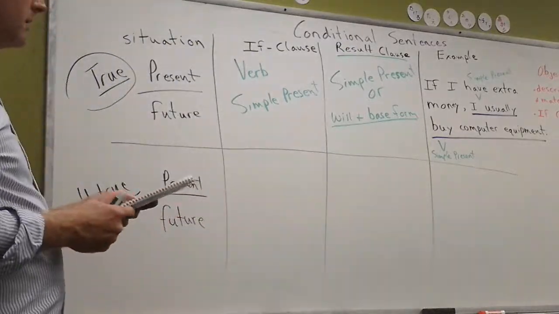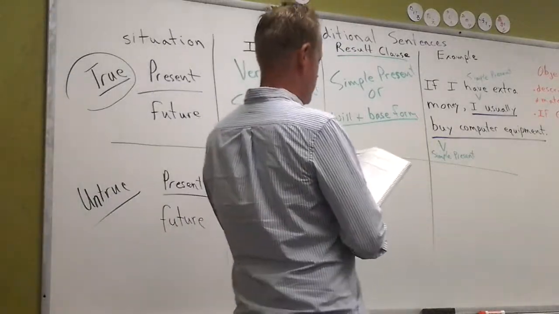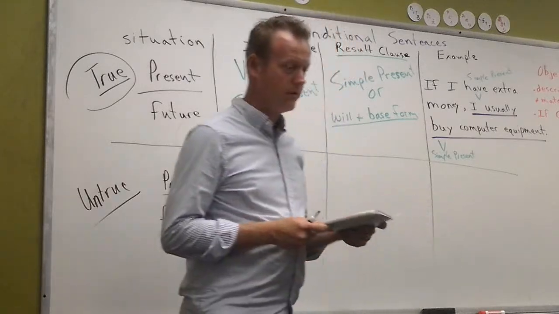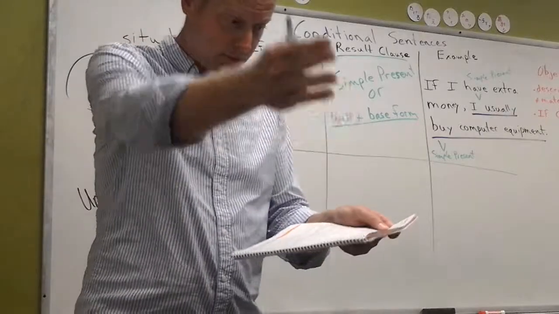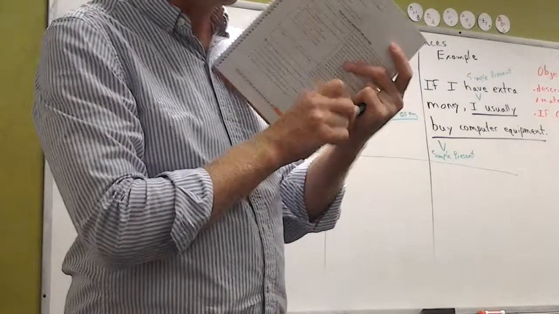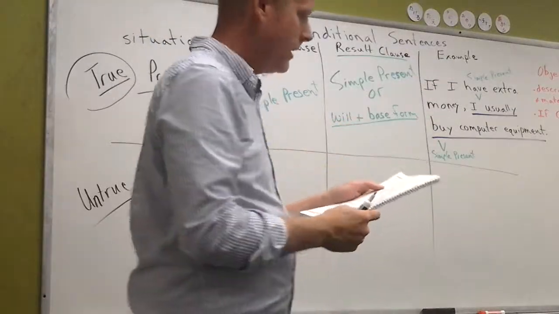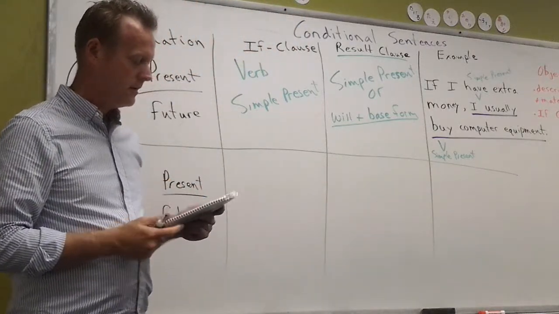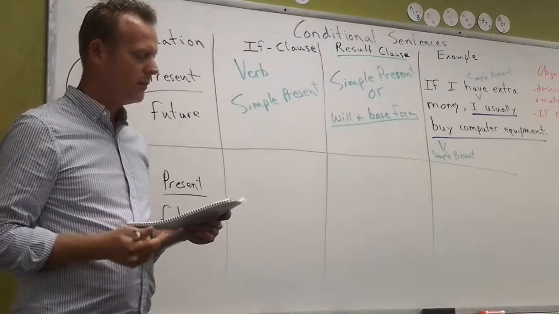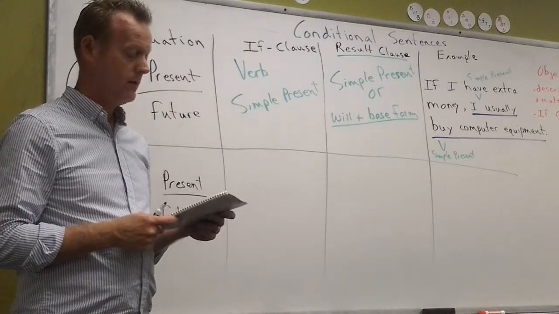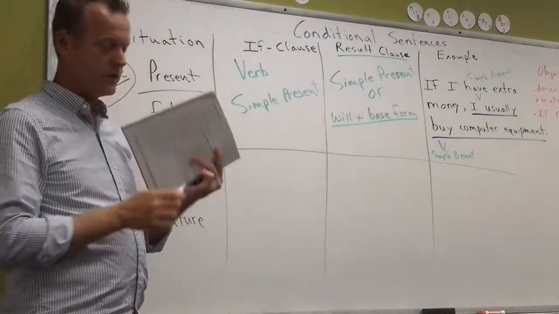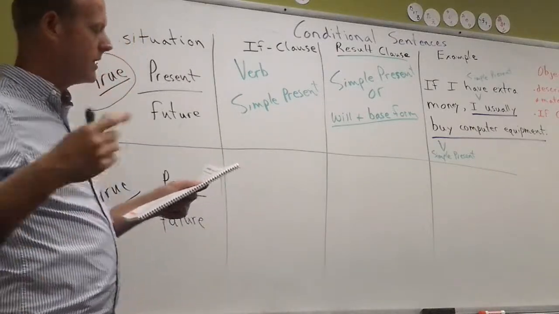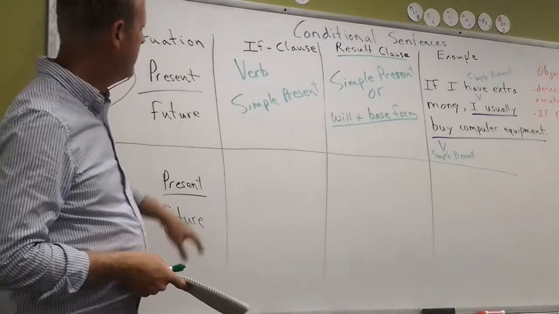All right, let's look at sentence number 3. Well, hold on. Before we do that, let's look at the examples here. Look at number 2. Read that one for me. I will buy a new laptop computer next month if I have some extra money. What did we say the if clause was? If I have some extra money. What's the verb? Have. Good. So what tense is that? Simple present.